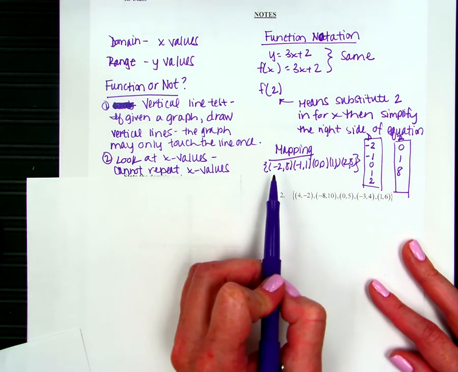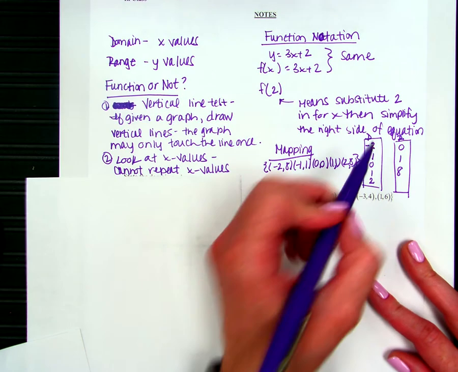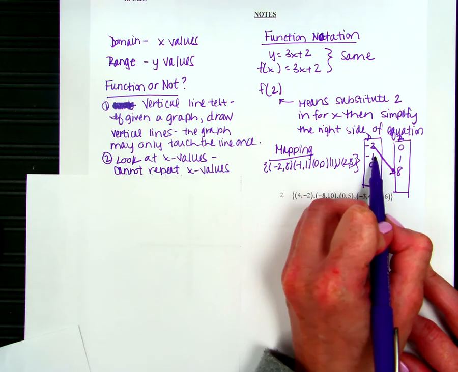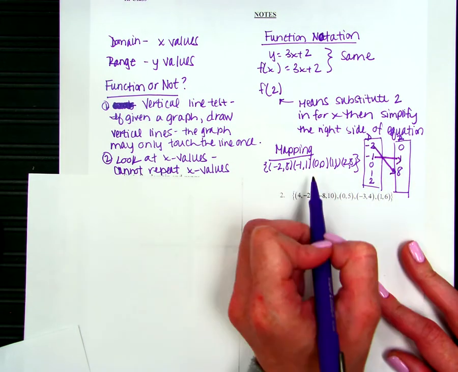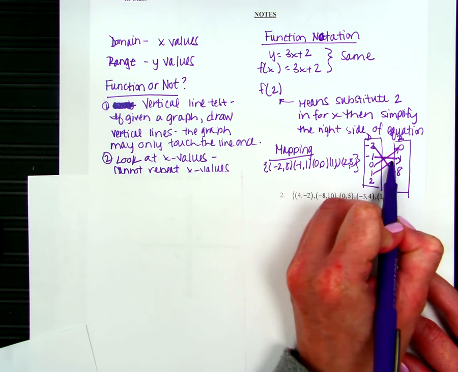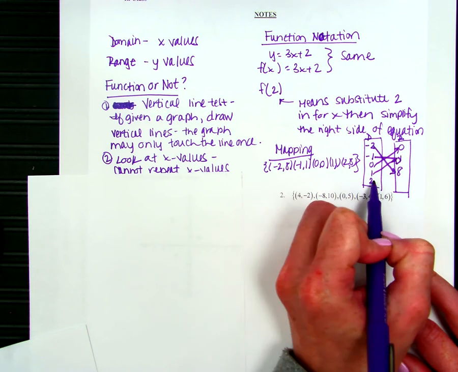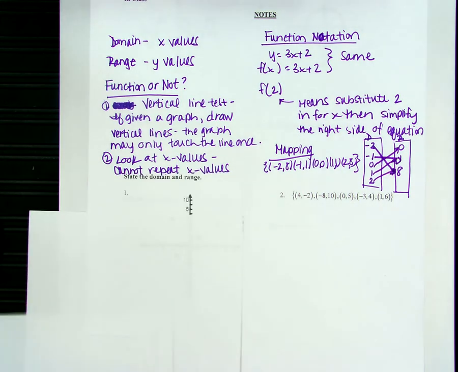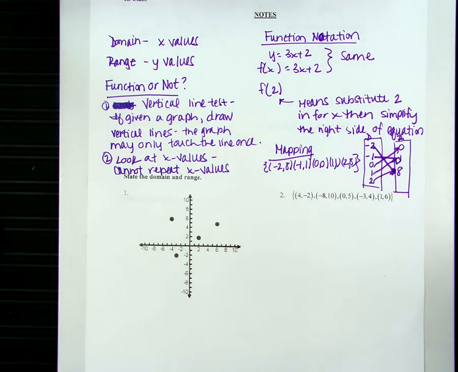For example, our first one is negative 2, 8, so I draw an arrow here. Second is negative 1, 1. Third is 0, 0. Fourth is 1, 1. And the fifth is 2, 8. And that's how you would do the mapping. So let's get started on some of our practice problems.